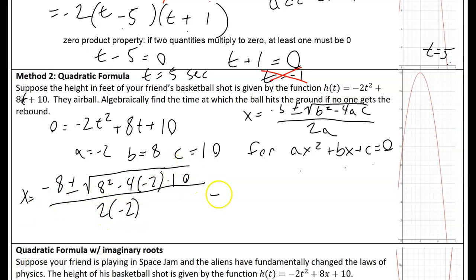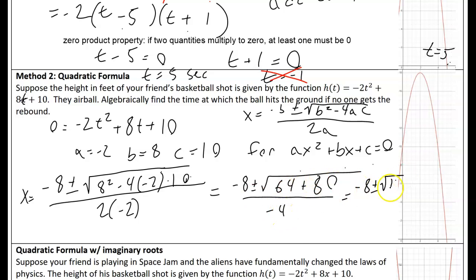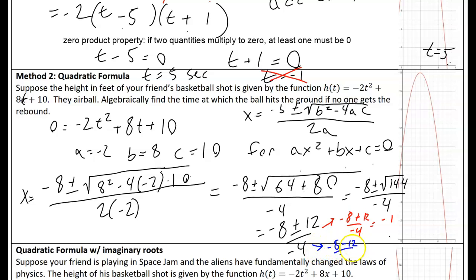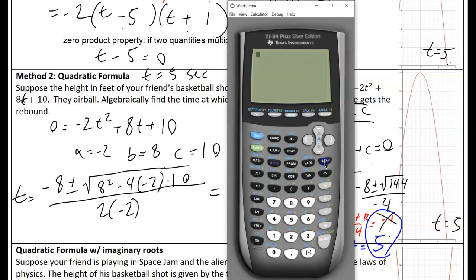all over 2a. And then I'm just going to start to work it. I need to do the inside first. So I'm going to get -8 plus or minus 12 over -4. And then that actually gives me two solutions. It gives me -8 plus 12 over -4, which gives me my -1. And it also gives me my minus solution, which will be here, -8 minus 12 over -4, which will give me 5.